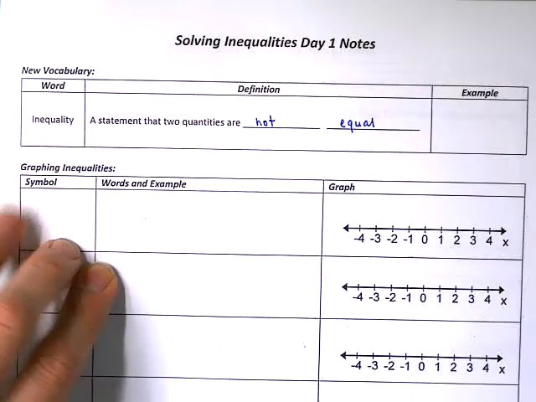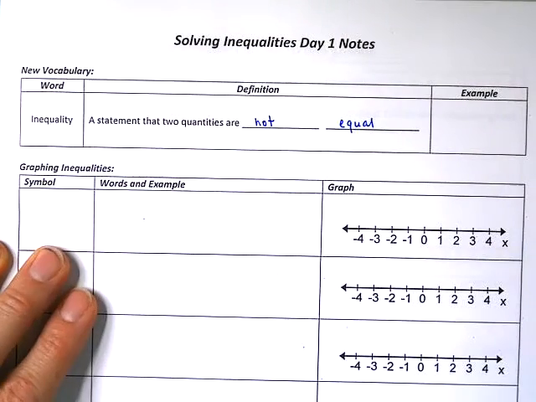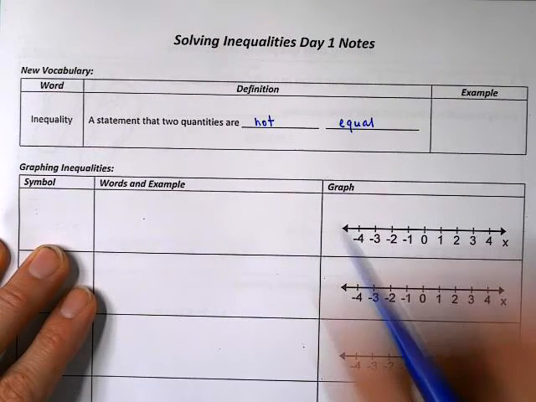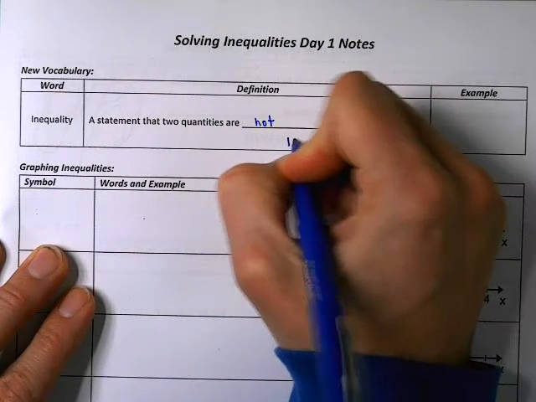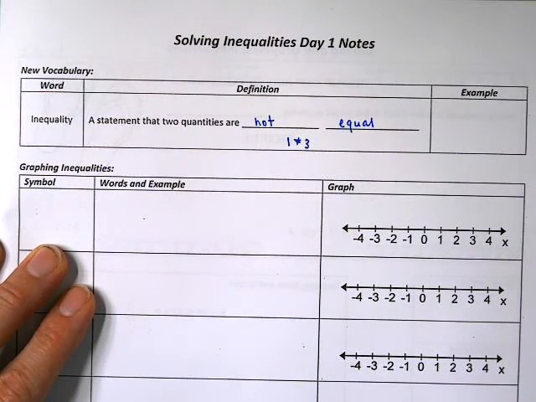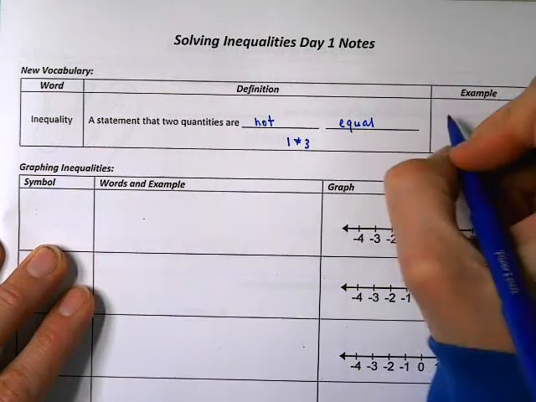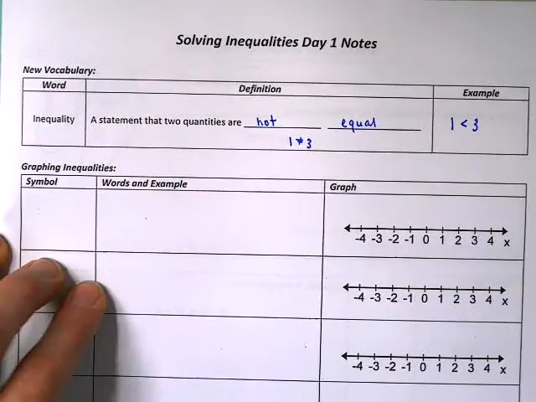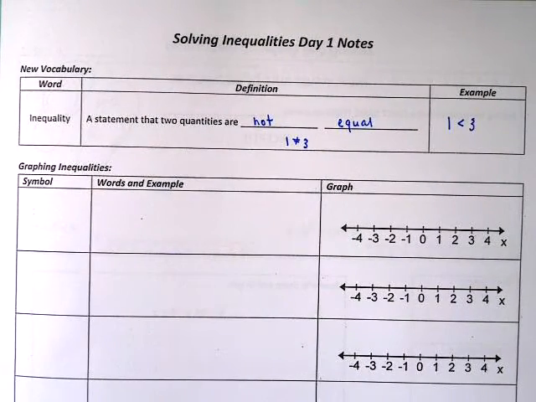So up until this point, we've been focused on equations where we're setting two things equal. When we're talking about inequalities, we're talking about two things that are not equal, and we're going to be comparing them. So for example, I know that 1 is not equal to 3. When I'm comparing them using inequalities, what we're going to talk about is 1 is less than 3. So let's talk about all the symbols involved with inequalities.